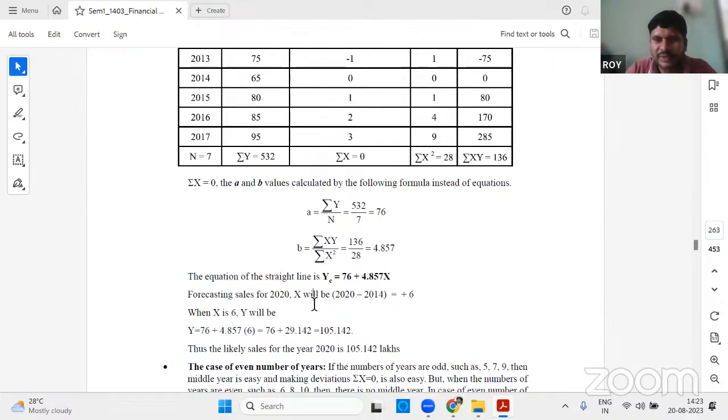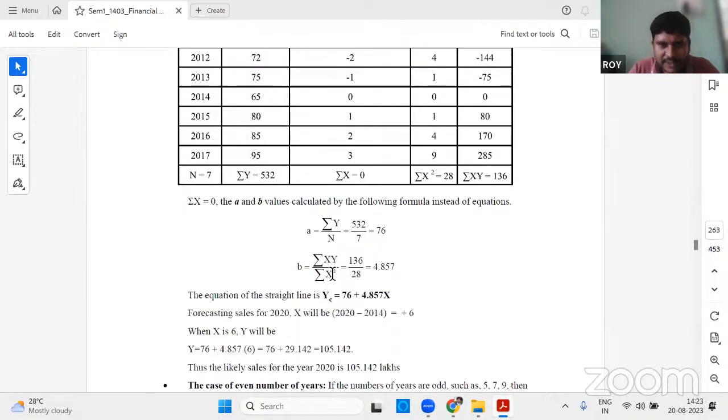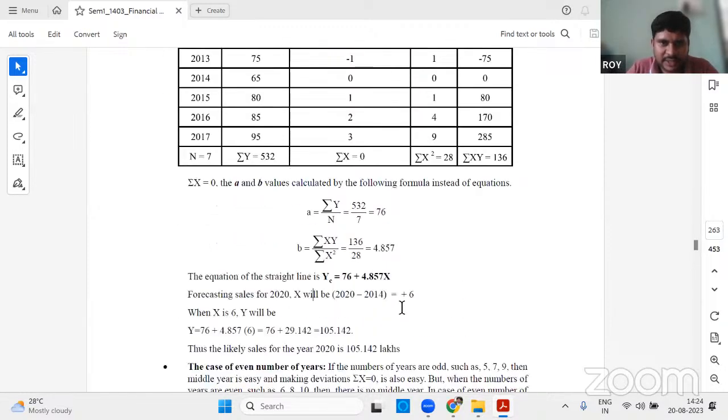You have heard about this slope equation. A is the sum of Y divided by N, which is 786, where Y is the sales. B is the sum of XY divided by the sum of X square. We take these values, get A and B, and then get Y in terms of X. For forecasting, X will be 2020 minus 2014, which is plus 6. When X is equal to 6, Y will be this. Very simple.